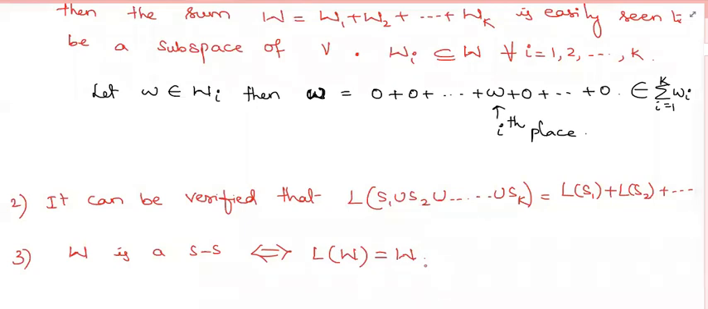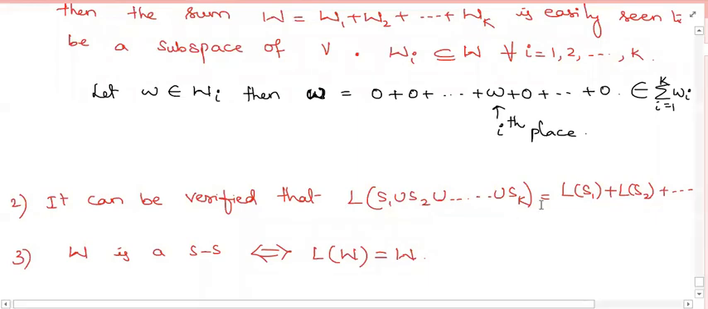Okay. If L of W is equal to W, then, since any linear span of S is a subspace, W is a subspace. So both sides you can see.